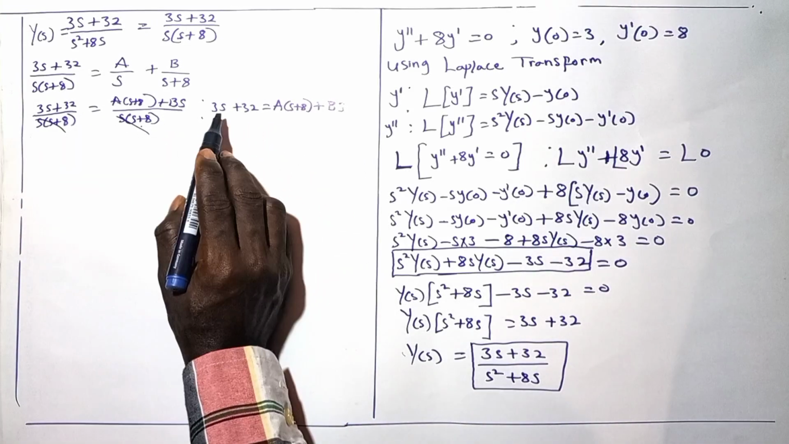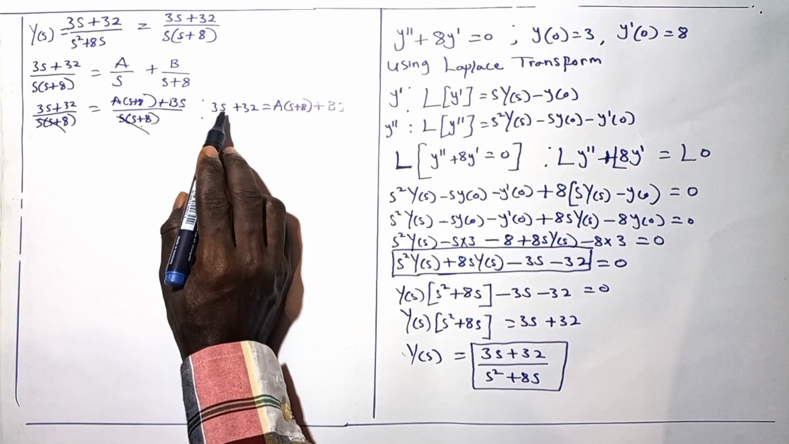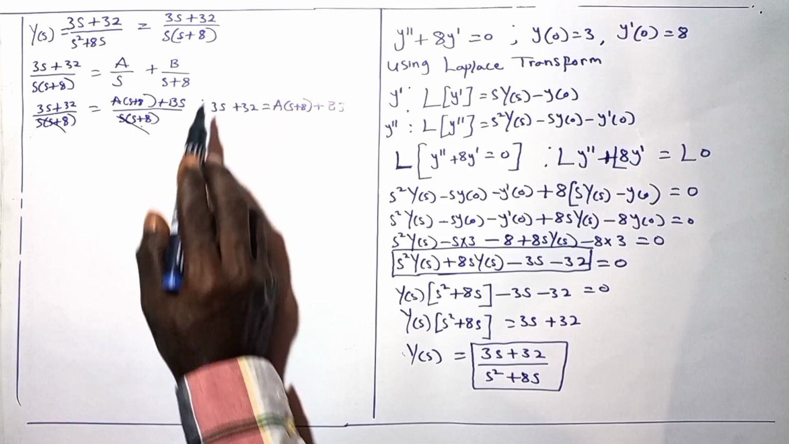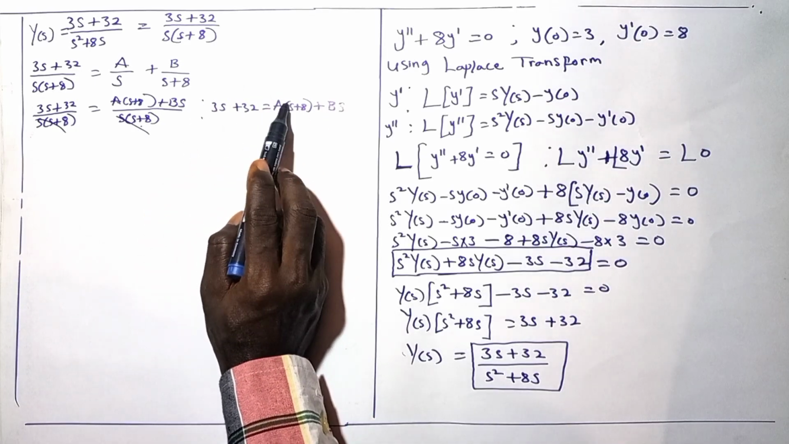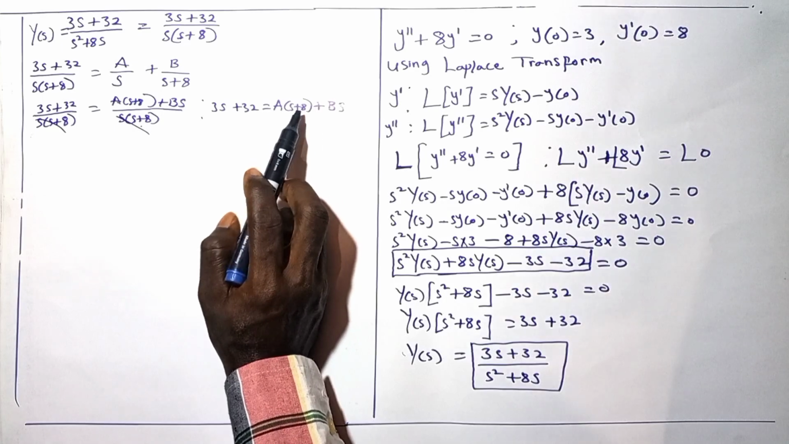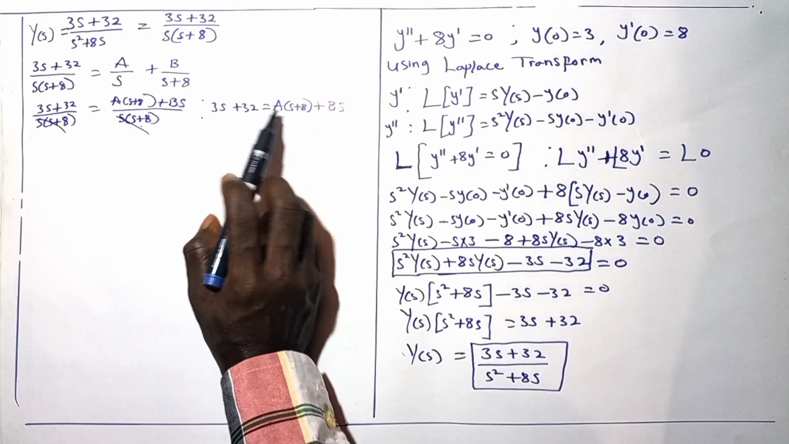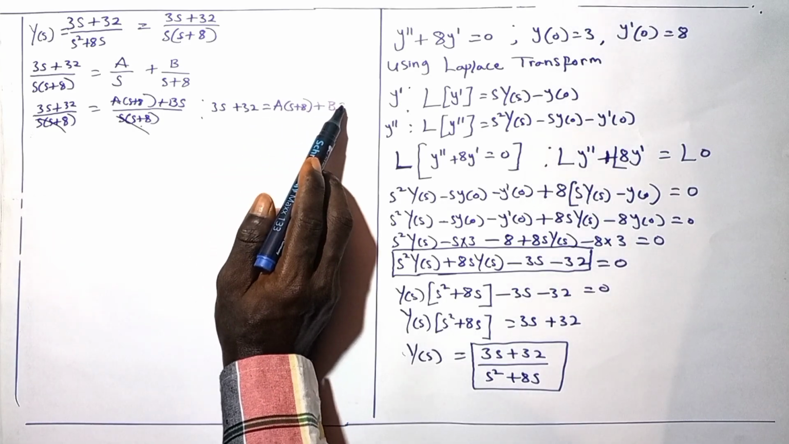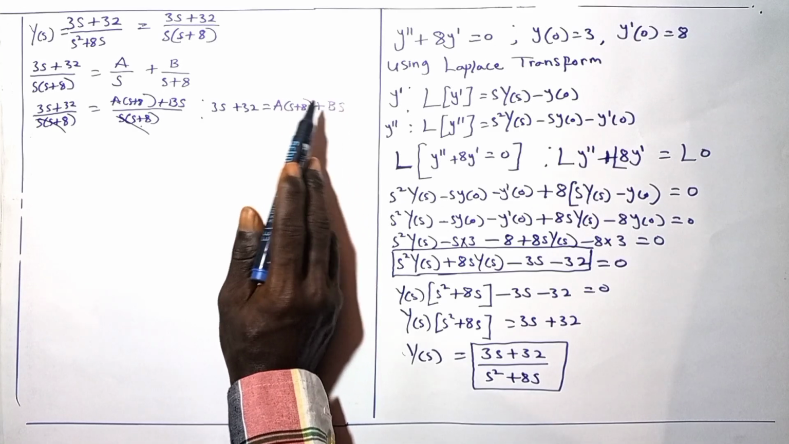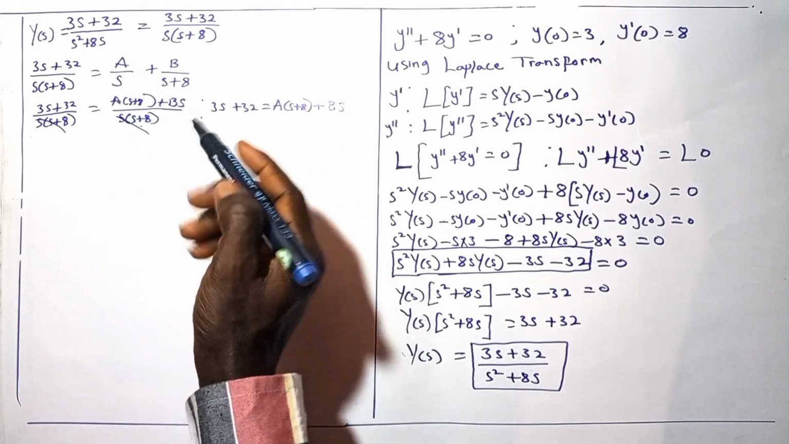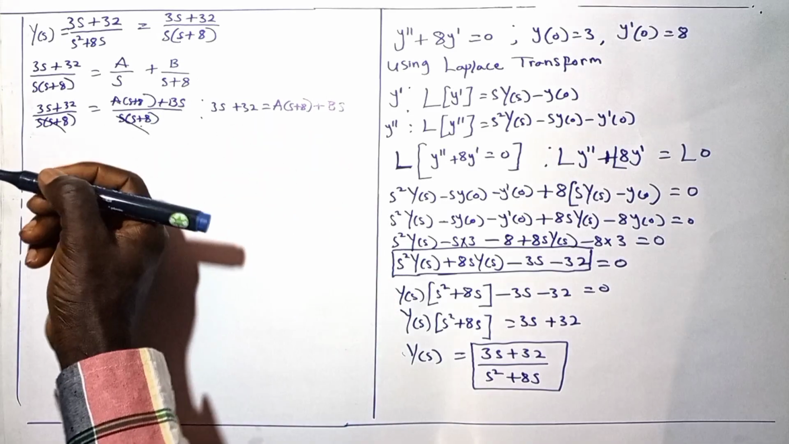Now to get our value for a and b, we are going to be given s a value. So for easy purpose, we are going to be using values that eliminate one of these variables that we're trying to get. So the first one is to let s be 0, because by the time we put 0 here, b will be eliminated. So we're left with only one unknown. So that's the logic we're going to be applying here.